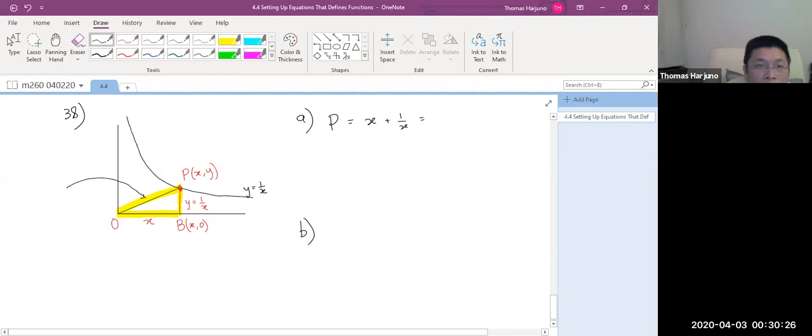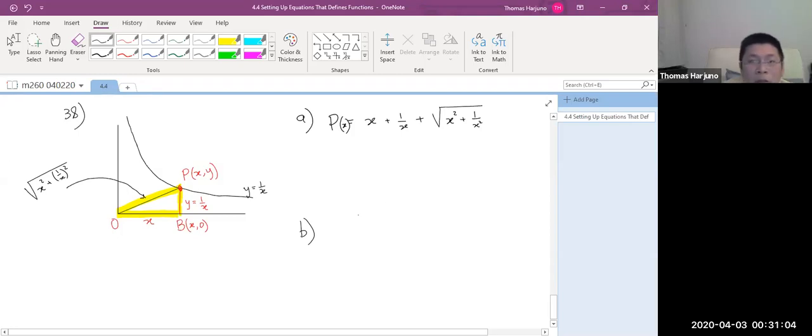Pythagorean here. Now this will be the square root of x squared plus 1 over x being squared, plus square root of x squared plus 1 over x being squared, like that. Okay, now that's the perimeter as a function of x. Now part B, how about the area of OPB?